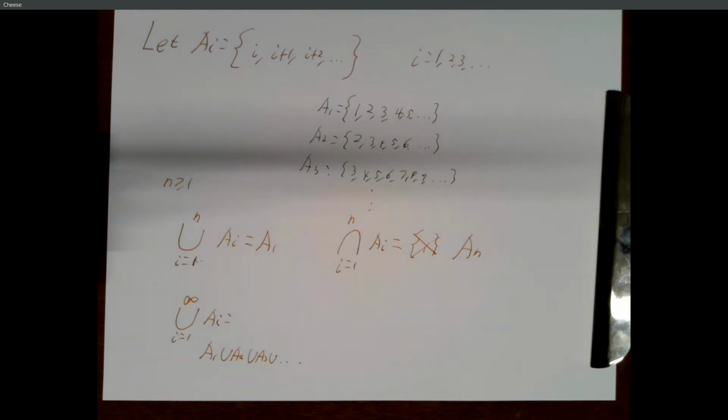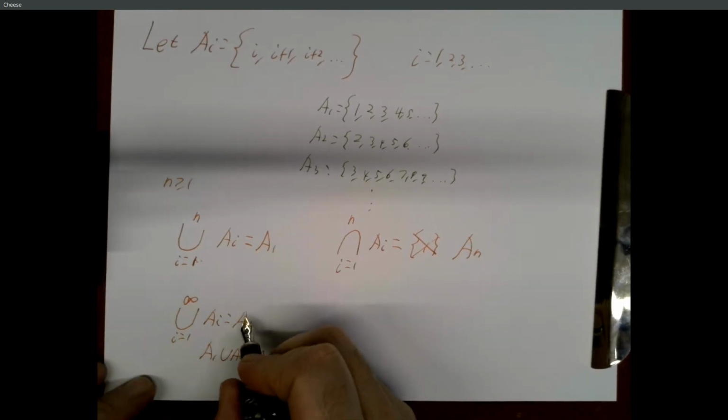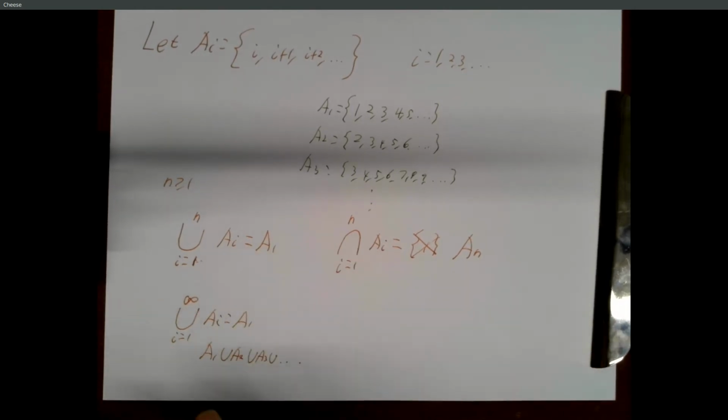And what is that going to turn out to be? A1. That's still A1. Even though we're adding an infinite number of sets, they're all subsets, so it's still just going to be A1.